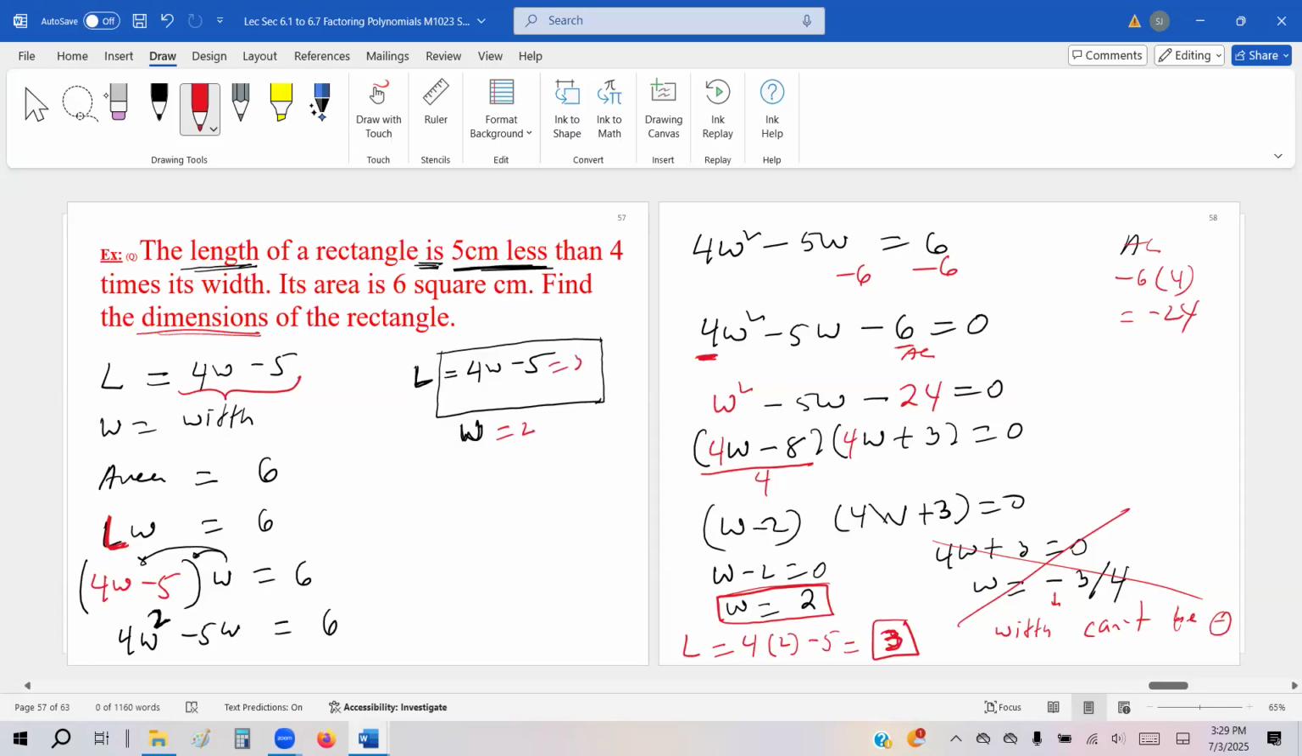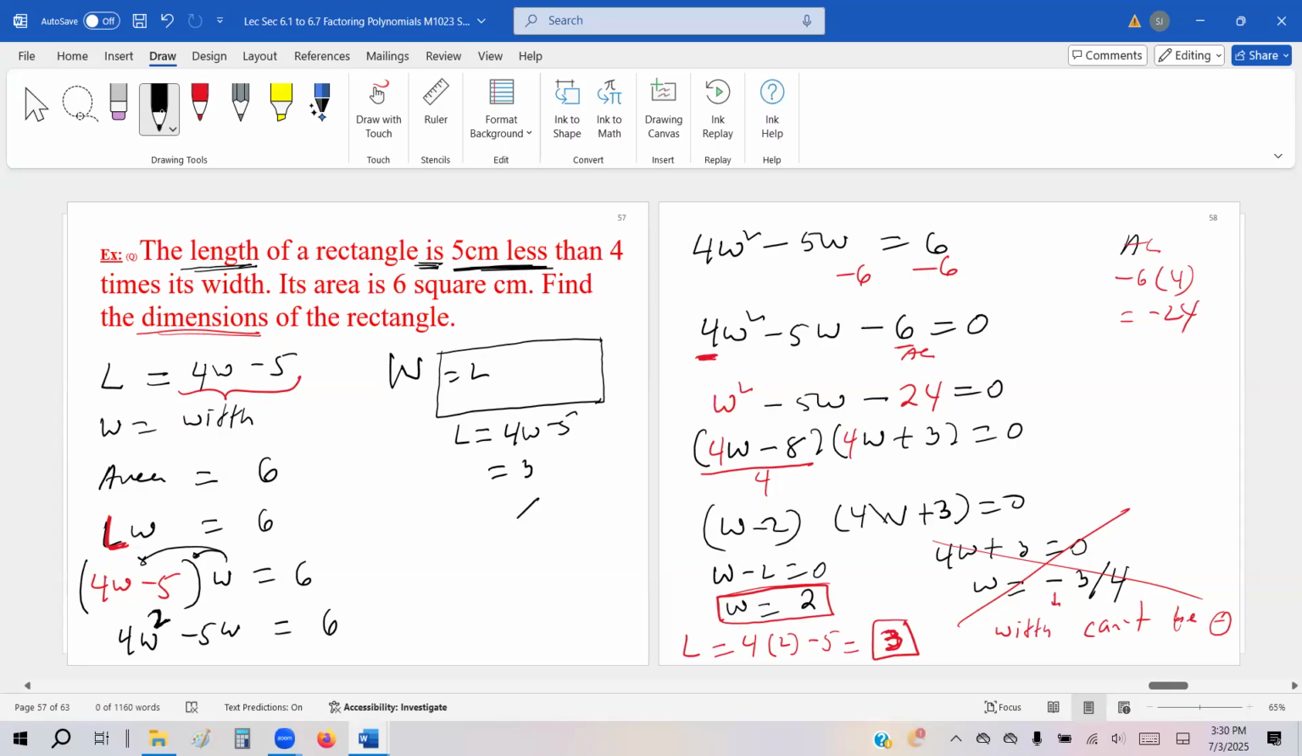Obviously, my picture is not right, so let me actually fix it. This should be the width, and this should be the length, 4W minus 5. So length is 3 and width is 2. Any question? Oh, that's why when you multiply, the area is 6. So we should have known.